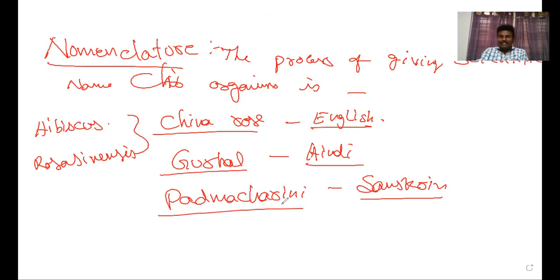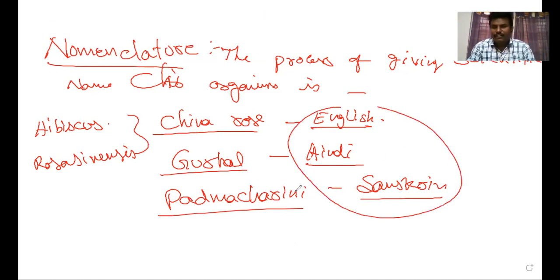Like this, in different languages, different names are available for living organisms. If these names are used to identify the living organisms, we will get confusion. So to avoid this confusion, scientific names are given to the living organisms. That process is called nomenclature. The process of giving scientific names to the living organisms is known as nomenclature. With these scientific names, we can avoid confusion in different languages.